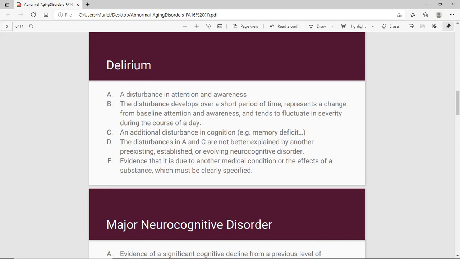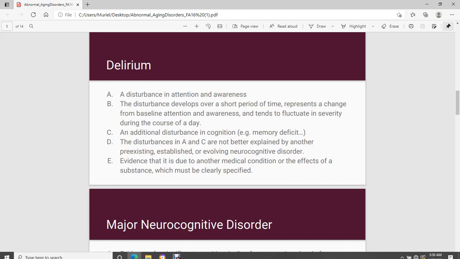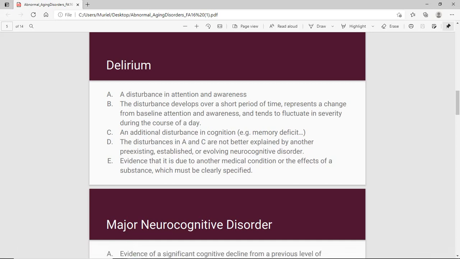B, an additional disturbance in cognition, i.e. memory deficit. C, the disturbances in A and B are not better explained by another pre-existing, established, or evolving neurocognitive disorder. D, evidence that it is due to another medical condition or the effects of a substance, which might be clearly specified.